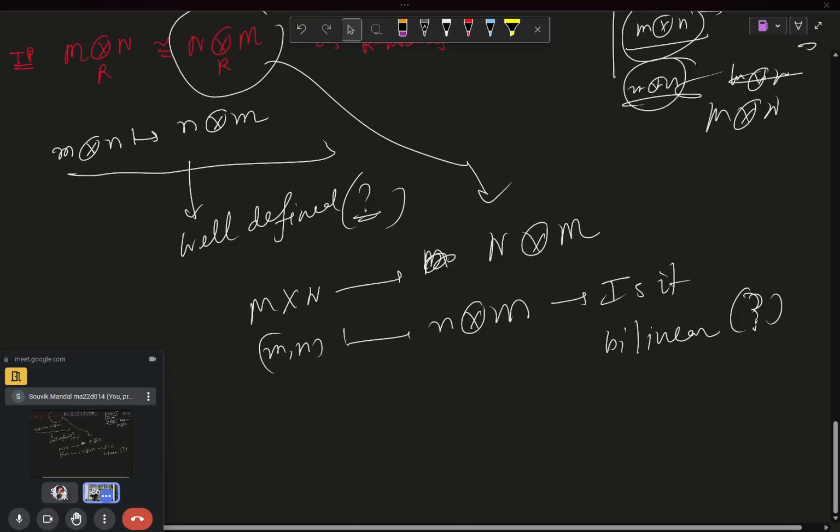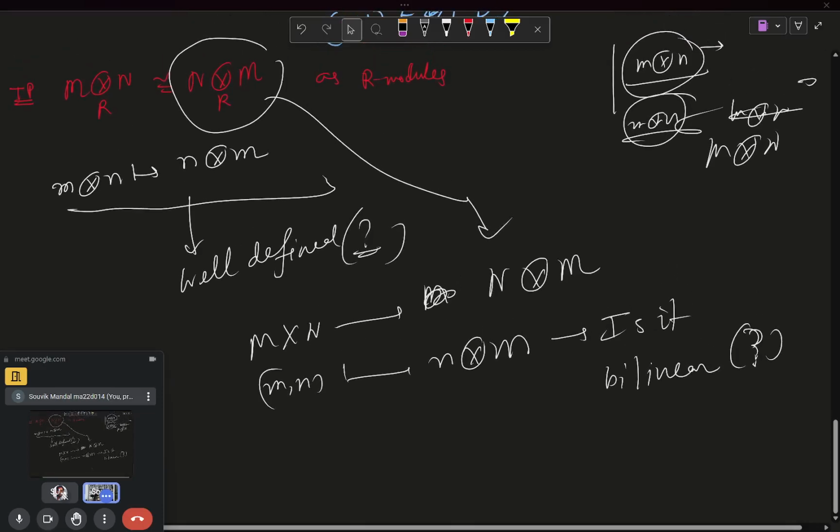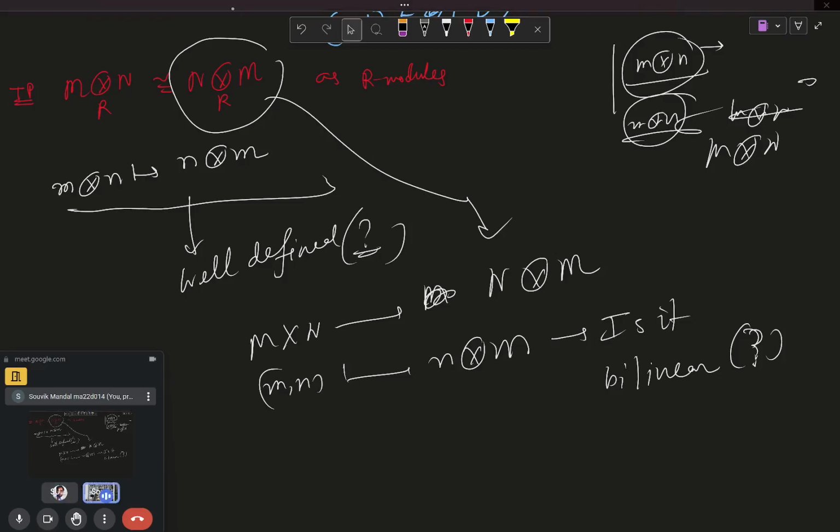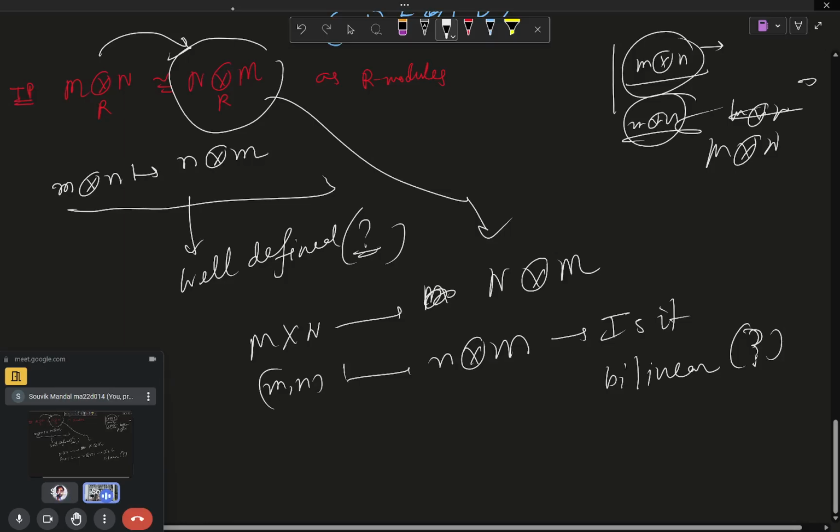So do you make yourself clear about the well-definedness of this map as bilinear? Yes, yes, sir. Okay, so this proves it. This is a one directional map, so what is the reverse direction map? The reverse direction, obviously, is N tensor M goes to M tensor N. Right.